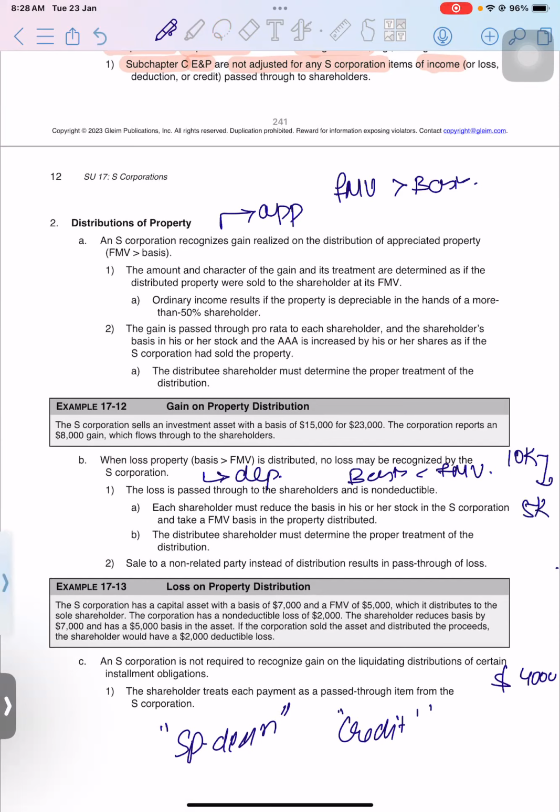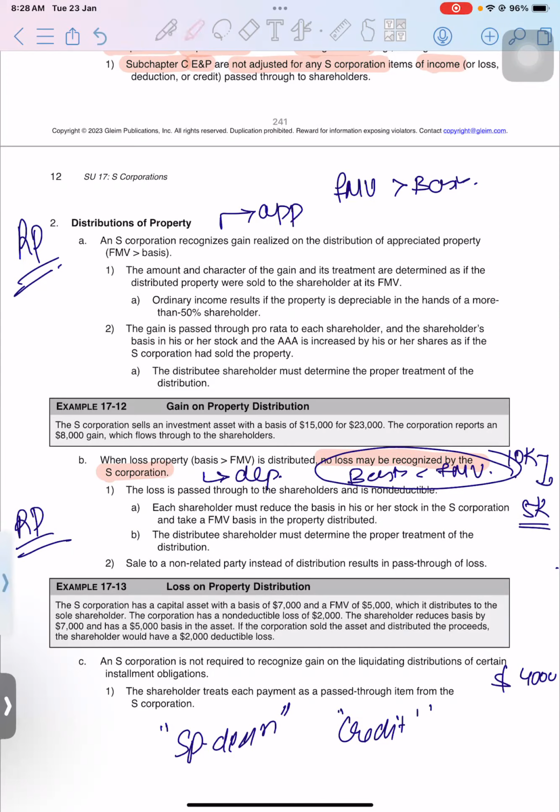Okay, let's say after 2 years, the value is now $5,000. So what will happen? No loss will be recognized by the S Corporation. Same concept is there in case of related party transaction, right? Ordinary income. In case of related party transaction, here it's a loss. So the seller, meaning the S Corporation who is giving up this depreciated property, will not have any loss recognition.